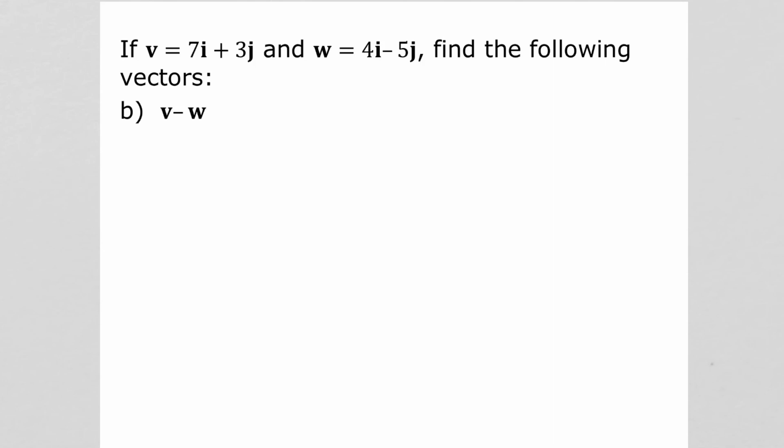V minus w would be (7 minus 4) i plus (3 minus negative 5) j, which would be 3i plus 8j.